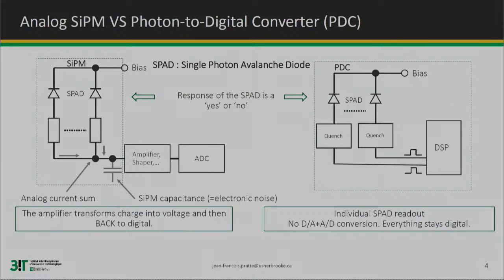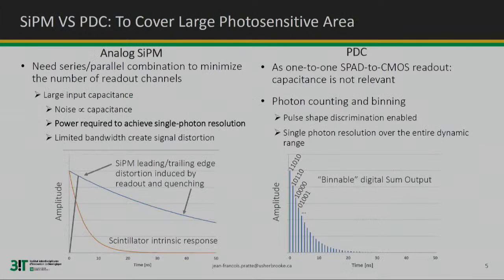With the analog SiPM, all the charge is summed in one node, and then you use a preamplifier to convert the charge into voltage. Then you shape it with a shaper, and use an analog to digital converter to bring it back to the digital world. Whereas with the PDCs, you already have photon to bit conversion at the sensor level. So with digital signal processing, you don't have to take the old detour through the analog world, and most likely you save some power.